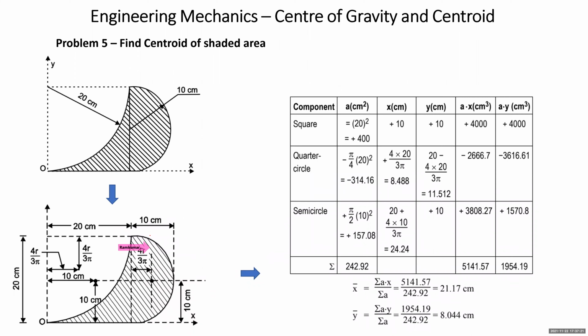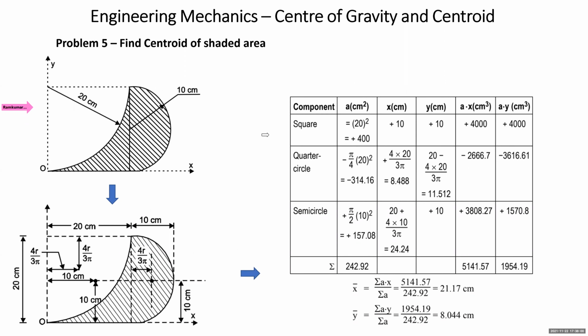Next problem. In this problem, he's asking you to find the centroid of the shaded area. If I ask you to calculate the shaded area, how will you arrive at it? What you will be taking, students? This square plus semicircle minus quarter circle. What is the option here? Square plus semicircle minus quarter circle.